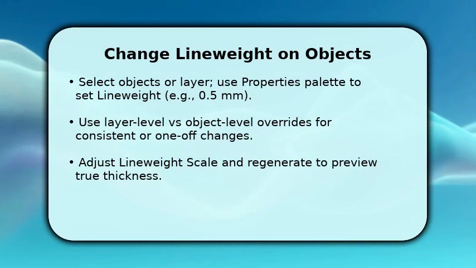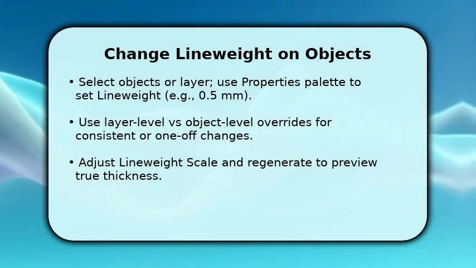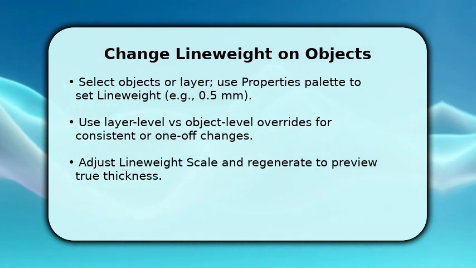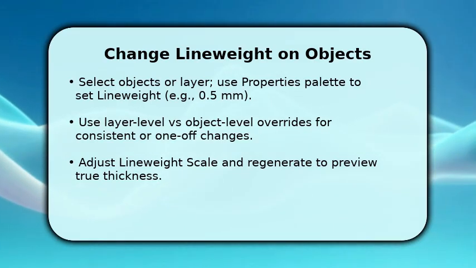You'll now change line weight by selecting objects or the entire layer and opening the Properties palette. Pick a value like 0.5 mm to apply. If you want consistency across drawings, change the layer's line weight. For exceptions, use object-level overrides.